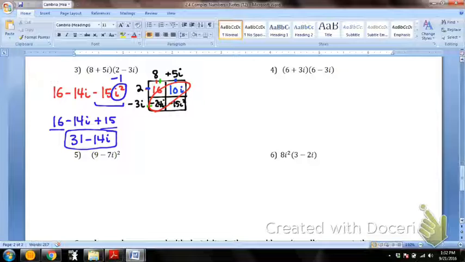Okay. When you first look at this, you think it'd be a lot harder. Hang on, what's your question, Anthony? Okay, so i squared changes to negative 1 every time, right? So we're going to multiply negative 15 times negative 1 to get a positive 15. There you go.